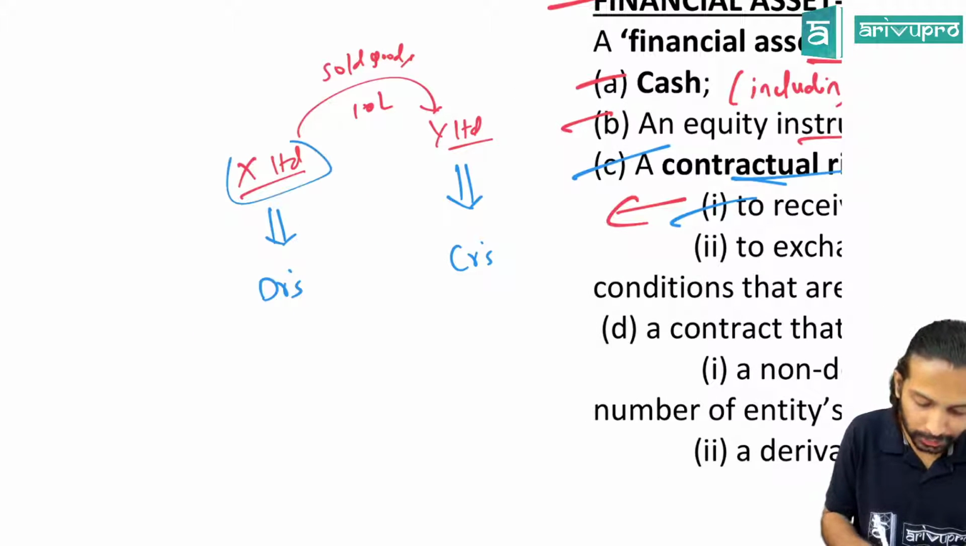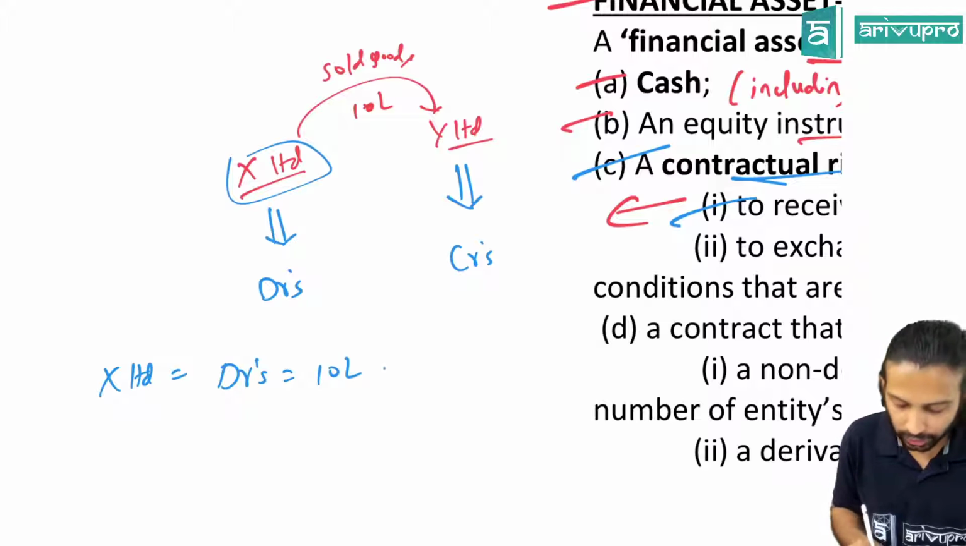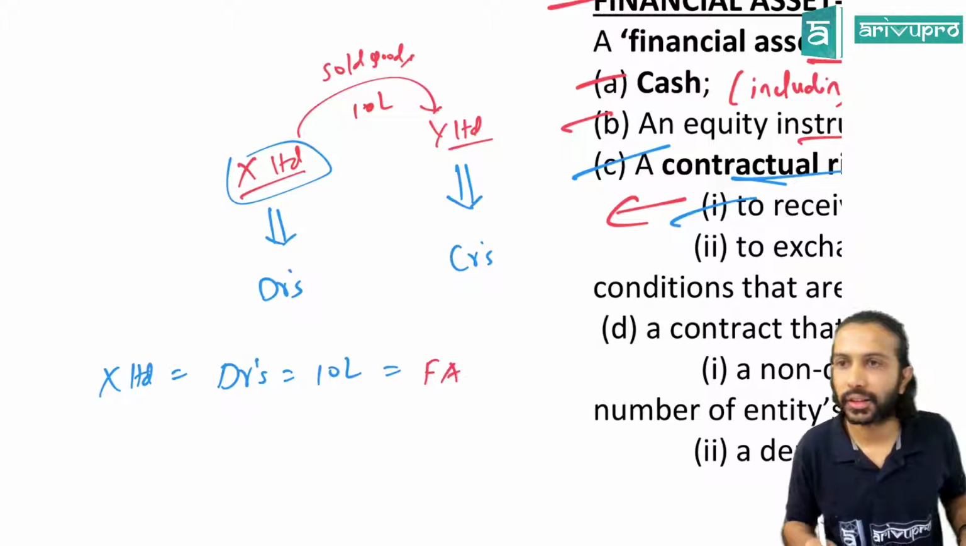Now we are talking from X Limited's perspective. X Limited has to show this. He has a debtor worth 10 lakh. I'm trying to test whether this debtor is a financial asset. Is a debtor a financial asset, sir? Yes.